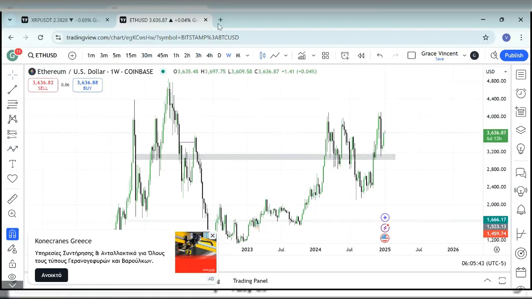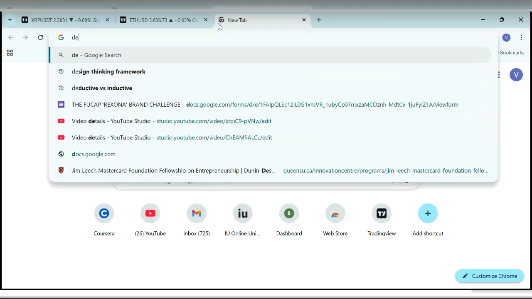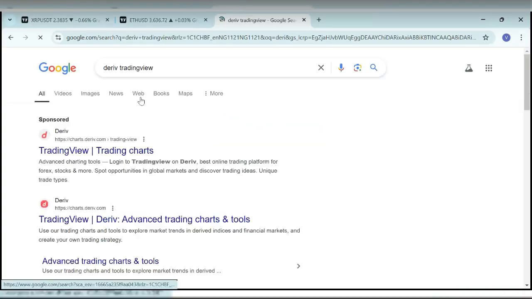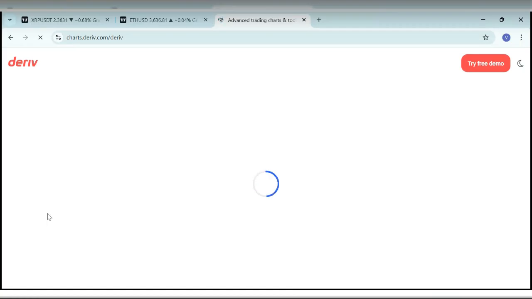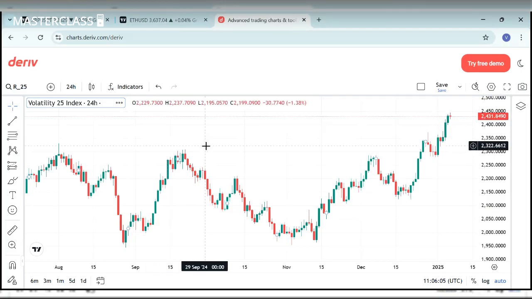Okay, so let's look at synthetic indices. Wait. Then okay, so which particular one should we look at? Is it Boom 300, Volatility 75? Which one? Let's do 75. Okay, R75. Yeah, yeah.